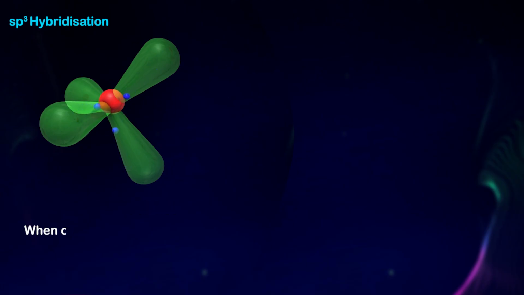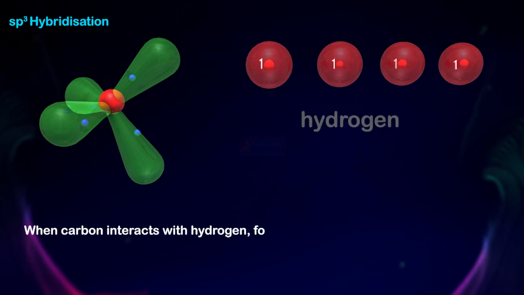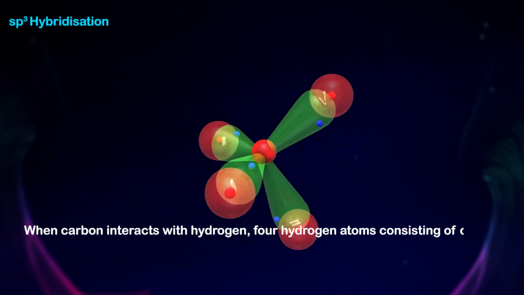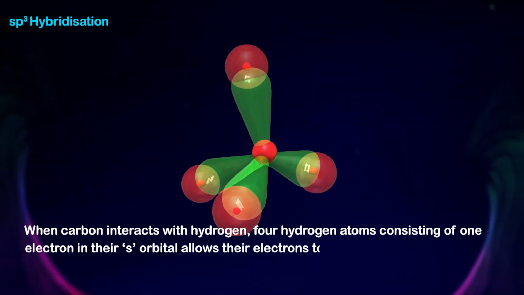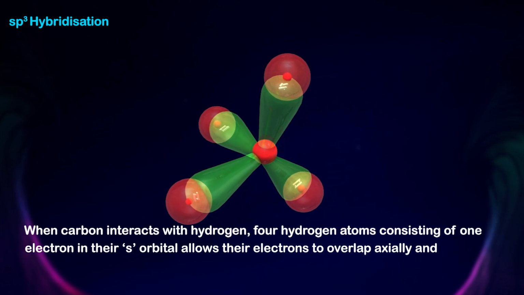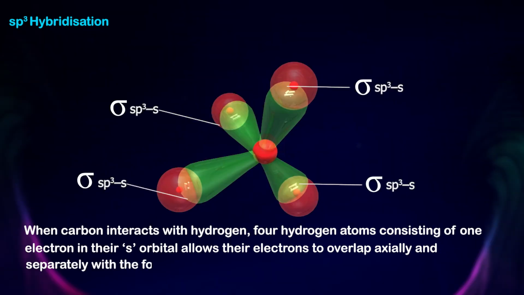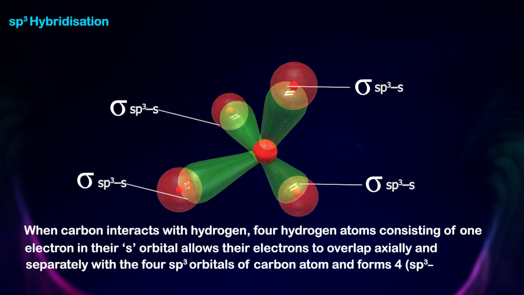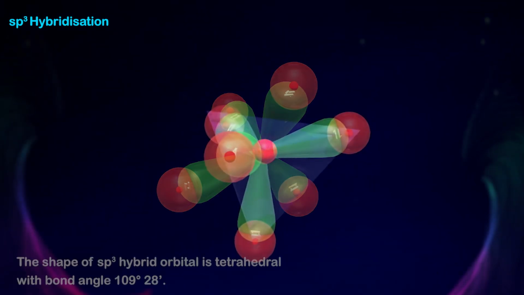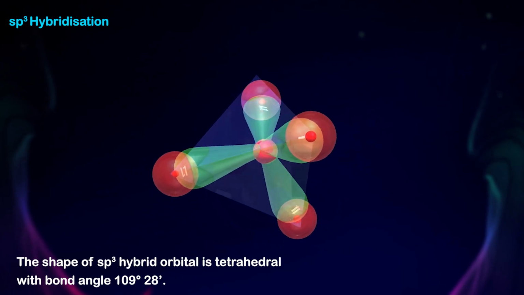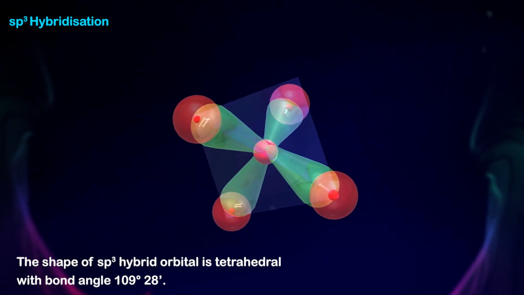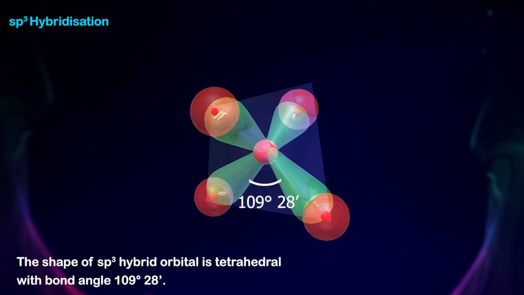When carbon interacts with hydrogen, the 4 hydrogen atoms, each having 1 electron in their s orbital, allow their electrons to overlap axially and separately with the 4 sp3 orbitals of the carbon atom and form 4 sp3-s sigma bonds with equal energy. The 4 sp3 hybrid orbitals are directed towards the 4 corners of a regular tetrahedron with bond angle 109 degrees 28 minutes.